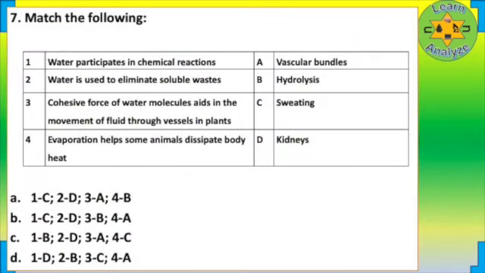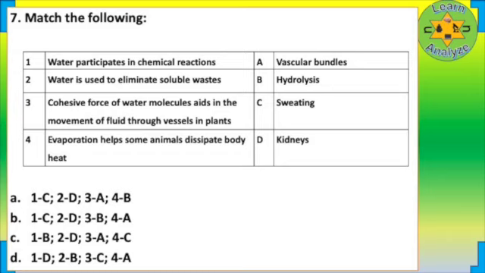Match the following. 1. Water participates in chemical reactions. 2. Water is used to eliminate soluble wastes. 3. Cohesive force of water molecules aids in the movement of fluid through vessels in plants. 4. Evaporation helps some animals dissipate body heat. A. Vascular bundles. B. Hydrolysis.